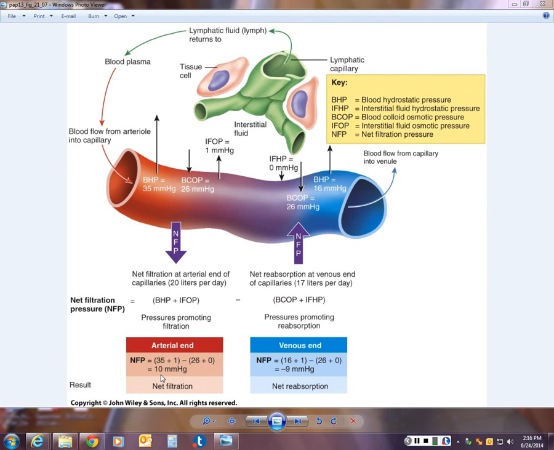So that's the discussion here about capillary exchange. Please keep in mind those 3 major types, and obviously you should keep in mind the points that we made about the process of bulk flow.